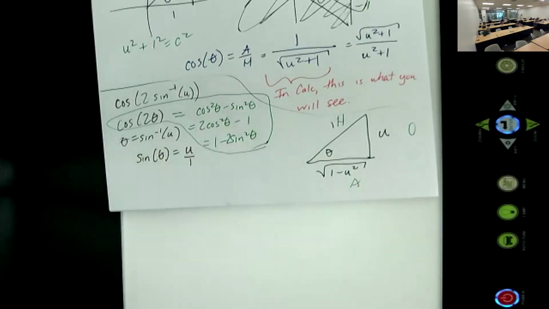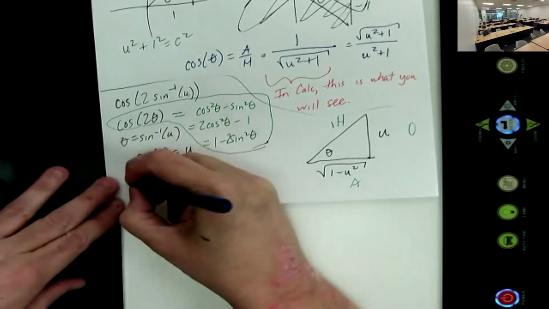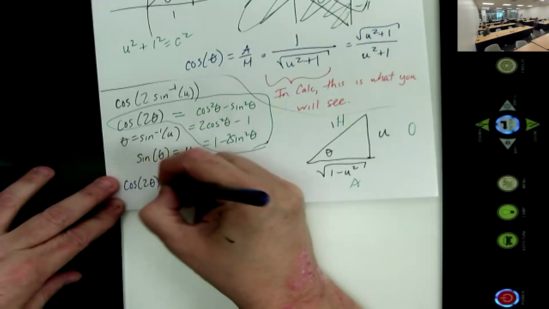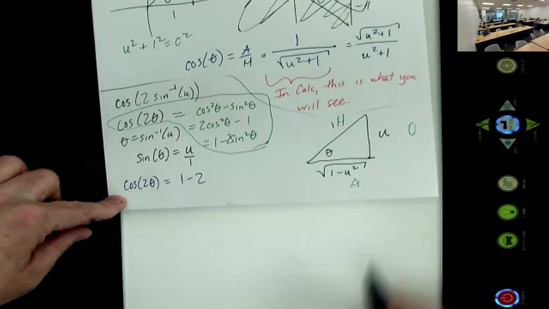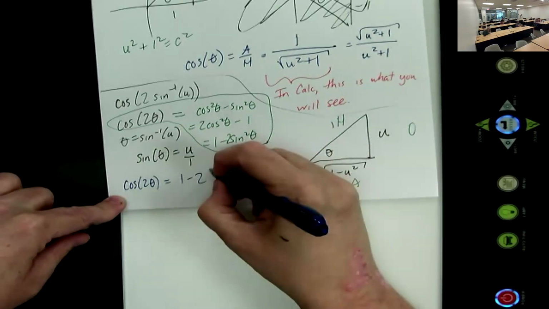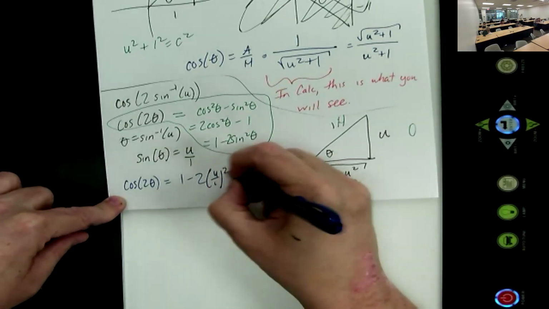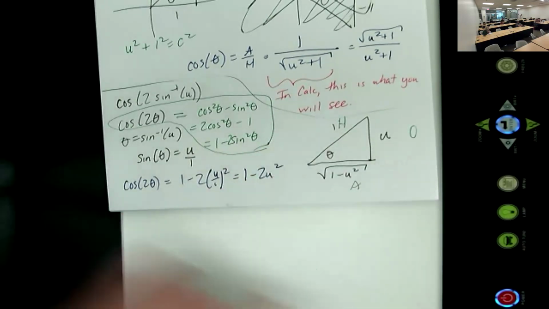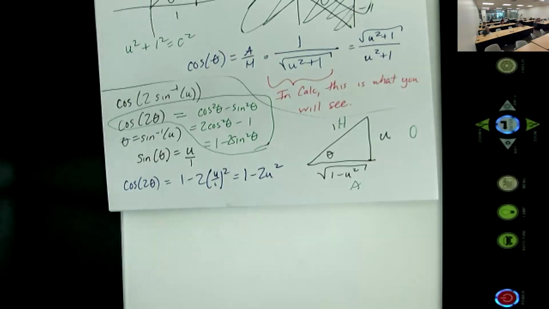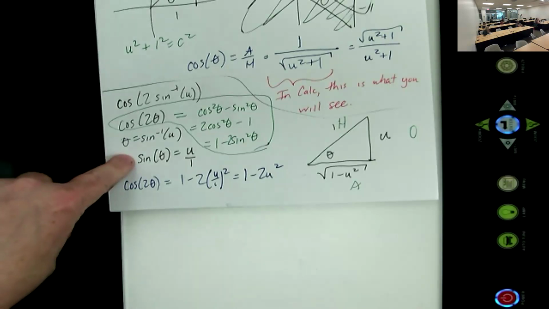So cosine of 2 theta will be 1 minus 2 sine squared theta, which is u over 1 squared. So 1 minus 2u squared. I didn't actually need the triangle for this. I already had sine theta.